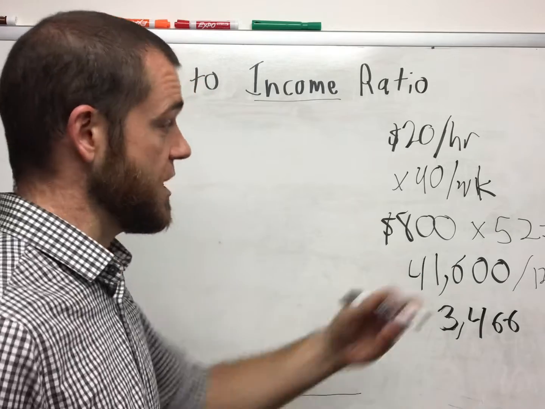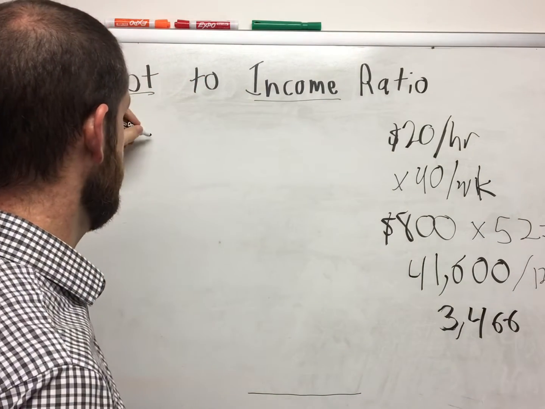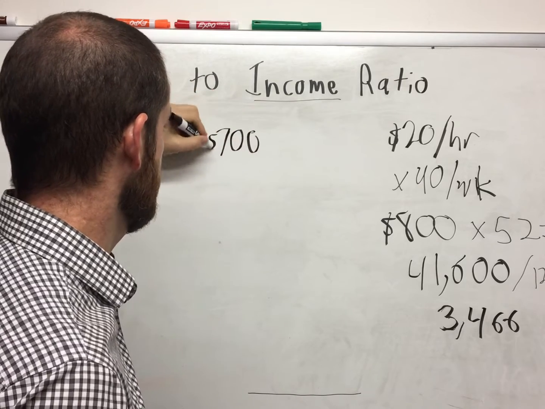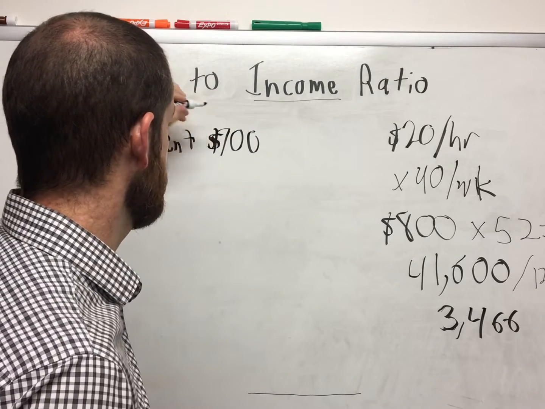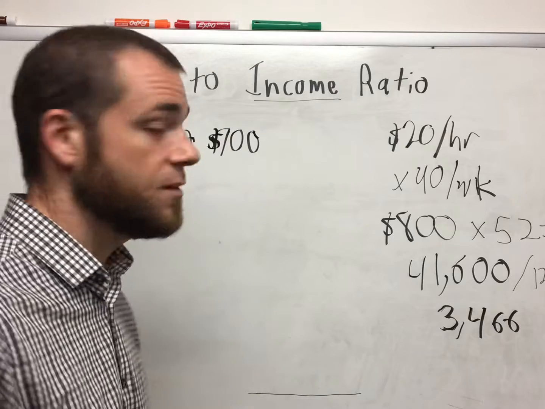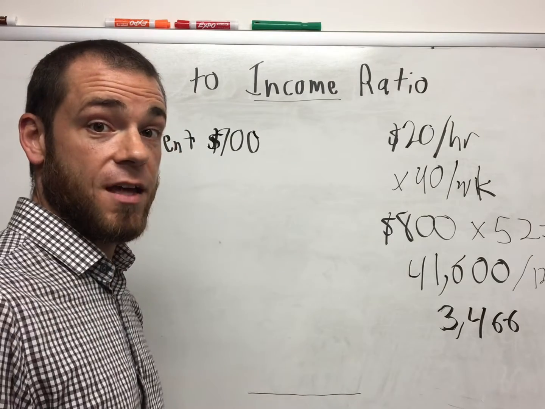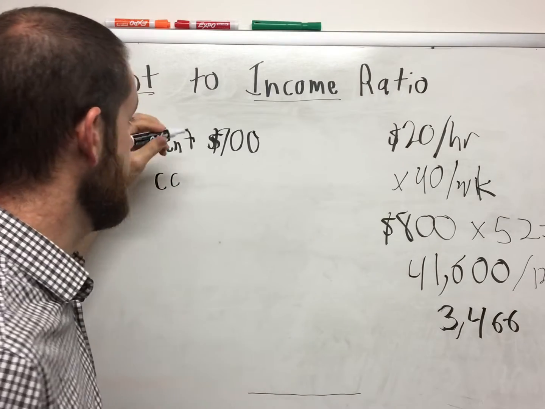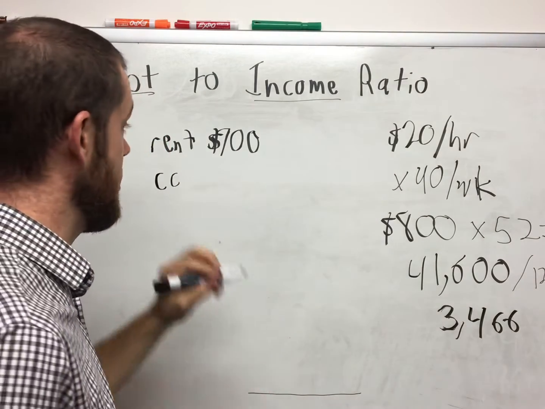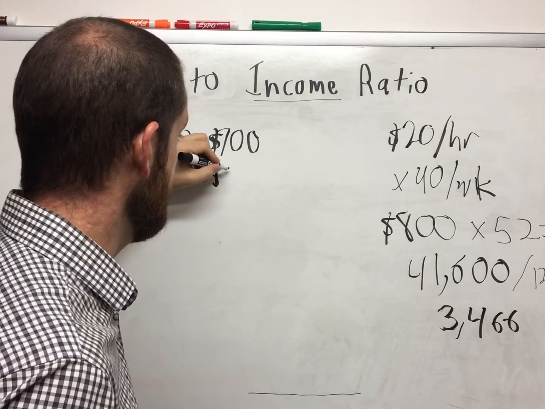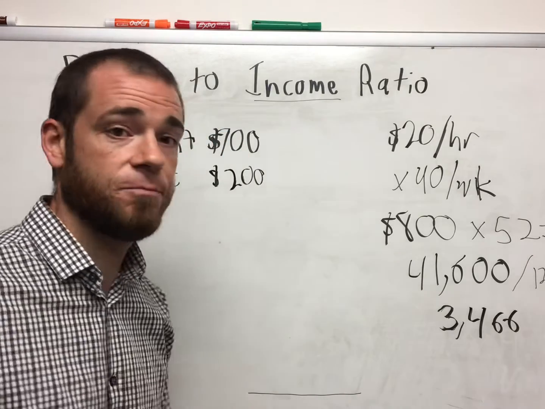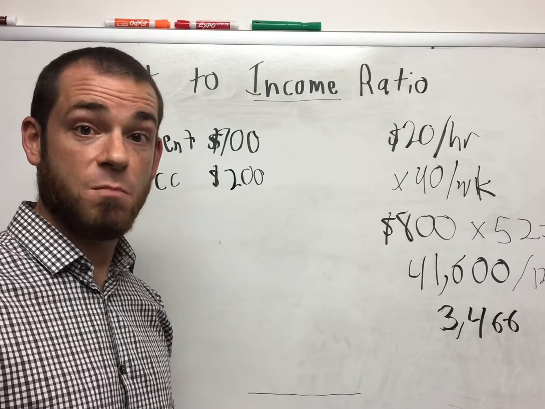So in Joe's case, his rent is $700 a month. He has a small little one-bedroom apartment in St. Charles County. Very nice, $700 a month. And then he also has credit cards with a minimum monthly payment. We go off of the minimum monthly payment of $200 a month. He's got a little bit of credit card debt, and that's his minimum monthly payment.